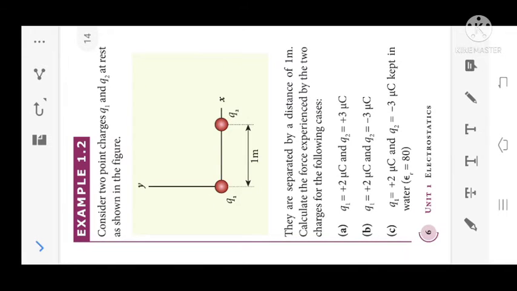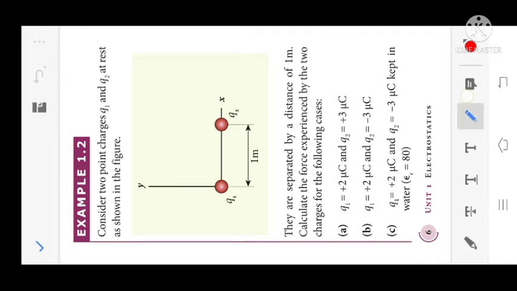Hi students, in today's class we will discuss example 1.2. It's on page number 6. In this example we have two charges Q1 and Q2 at rest as shown in the figure. They are separated by a distance of 1 meter, and they are situated along the x-axis.